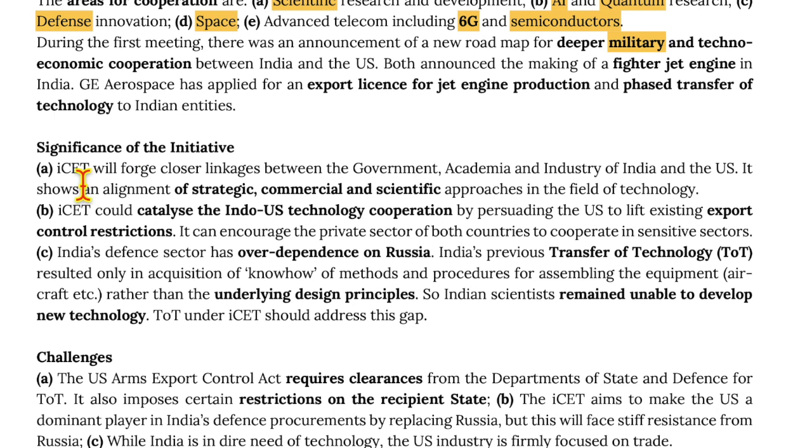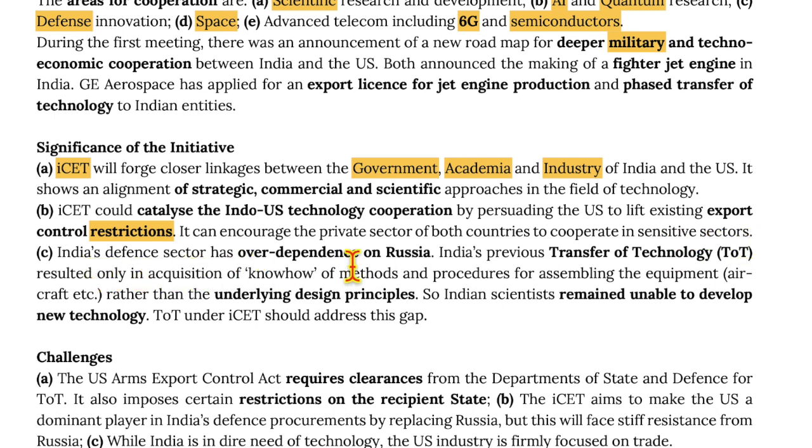Now, the significance of the initiative is that iCET will forge closer linkage between the governments, academia, and industry of India and the USA. It shows an alignment of strategic, commercial, and scientific approach in the field of technology. Now, iCET could catalyze Indo-US technology cooperation by persuading the US to lift existing export control restrictions. It can encourage the private sector of both countries to cooperate in sensitive sectors.